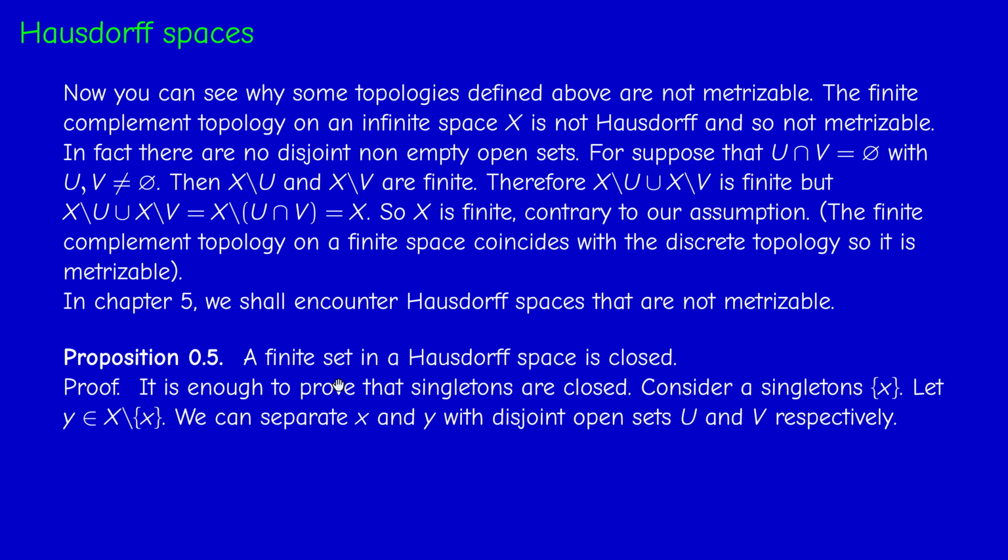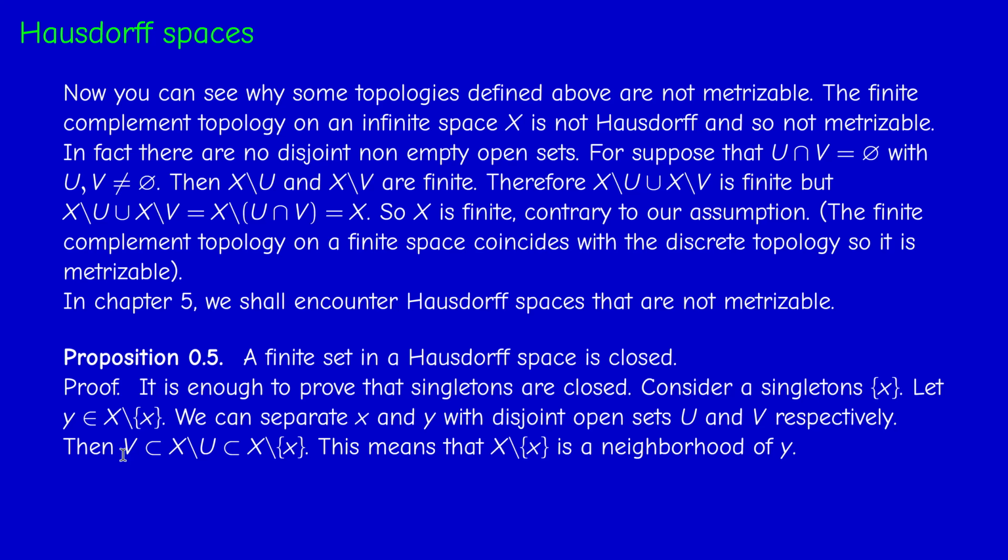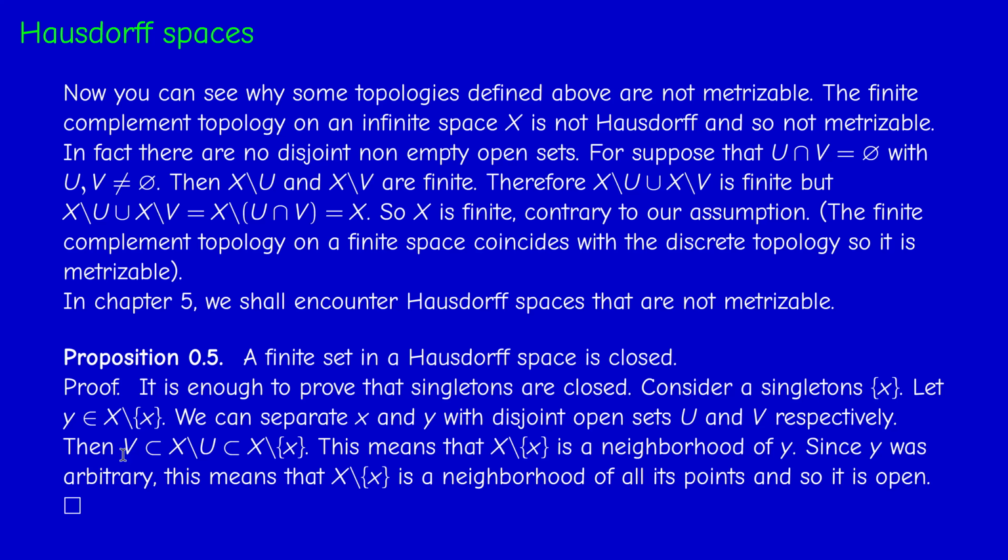Therefore, by the Hausdorff condition, I can separate x and y by two disjoint open sets U and V. Since U and V are disjoint, V is contained in the complement of U. And since x is in U, the complement of U is in the complement of x. So we found an open neighborhood of y contained in the complement of x. So this means that the complement of x is a neighborhood of y. Since y was arbitrary, the complement of small x is a neighborhood of all its points, and therefore it's open.